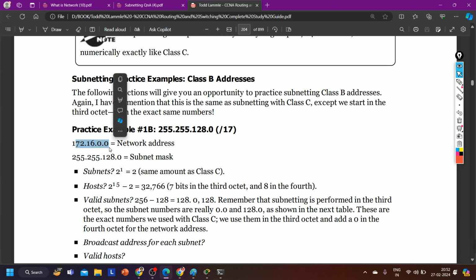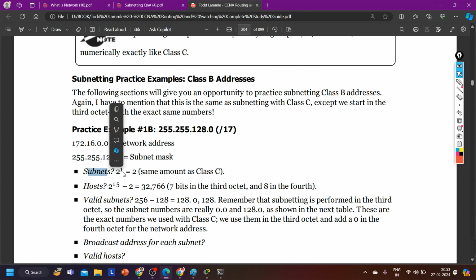Is it clear to everyone how 0.0? Or according to you, it should be 172.16 dot something then 0. See, this is the subnet mask. How does 172.16 come here? No, this is just the example, it's telling you that this is the network ID, right? And this is the subnet mask.